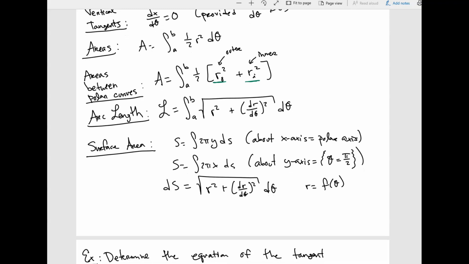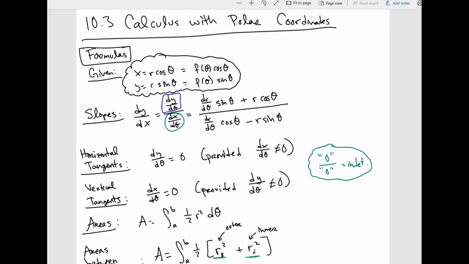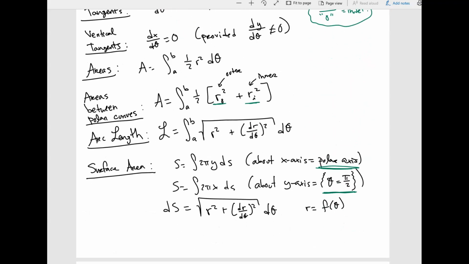And then you have surface area. So you're rotating this polar graph about either the x-axis or the y-axis. When you rotate it about the x-axis, you're actually rotating it about the polar axis. And when you rotate it about the y-axis, you're actually rotating it about theta equals pi over 2. And there are just a whole bunch of messy formulas. The formulas are basically the same as we've been talking about in parametric equations. These formulas will be given.